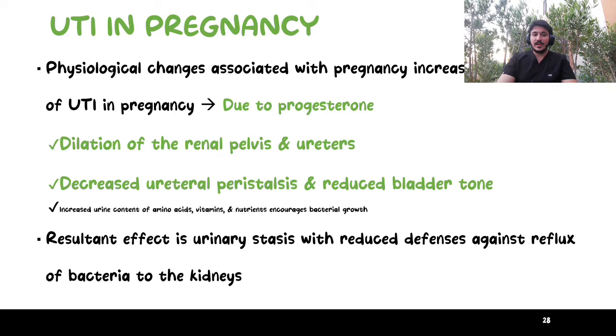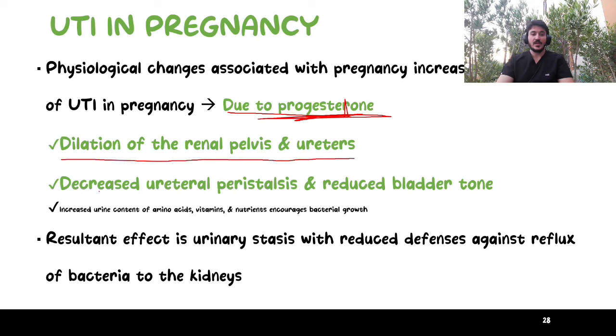So why do we have more UTIs in pregnancy? The reason is that we have a lot of progesterone being produced. This is really important to remember. The physiological changes that happen with pregnancy that increase the incidence of UTI are due to progesterone. So what does progesterone do? It causes dilation of the renal pelvis and ureter.